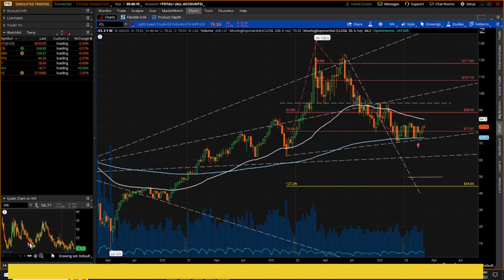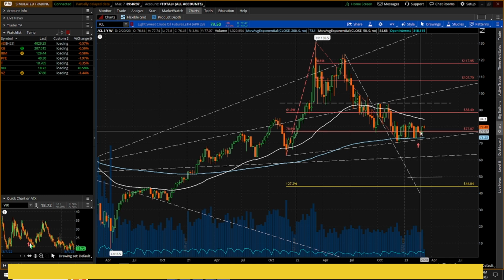When I entered this particular oil trade, and I'll switch over to the trade sheet in just a minute, it was on this candle here. This is the weekly chart. It was on 215 when I entered it, and 77.54 is where the actual price was. It was down toward the bottom of this candle.